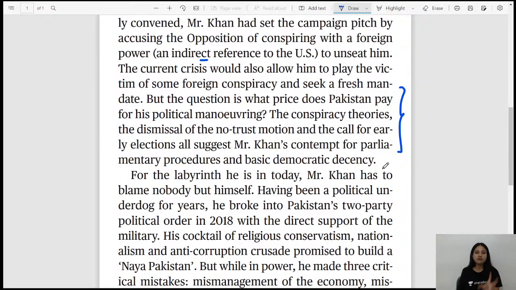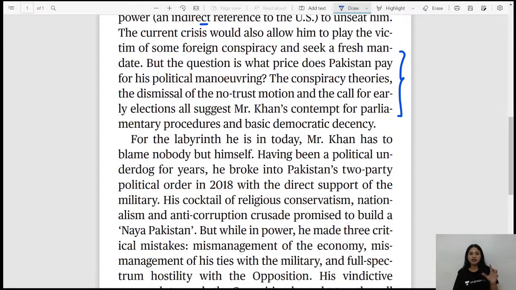So confidence vote is a very, very important thing in parliamentary procedure, and which is something Mr. Khan does not seem to respect at all. So this is the first part of the editorial that we have been given. Now moving on to the second part of the editorial. Like I said, the first part will introduce the problem, it will raise the question that we are going to discuss. Now the second part of the passage always tells us the possible solutions and the possible conclusions.